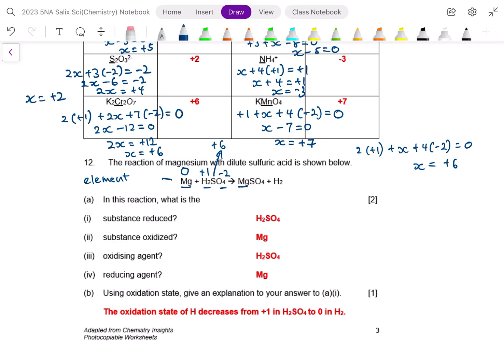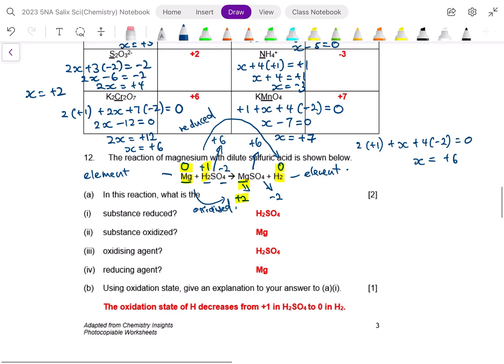Okay, next thing, you have Mg. This is group 2, so it's always +2. The O is -2. The sulfur is still +6. This is an element, so also 0, although it's H2. Okay, so it's very obvious now. Who is the one that gets oxidized, as well as the one that gets reduced? Okay, so it's the H that gets reduced, and then the Mg that gets oxidized.